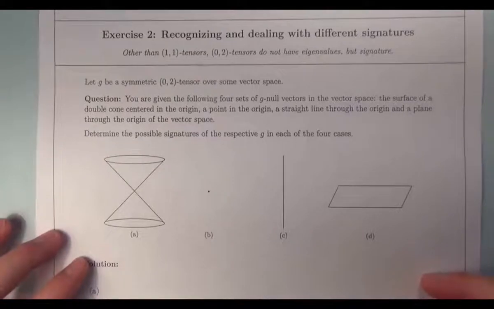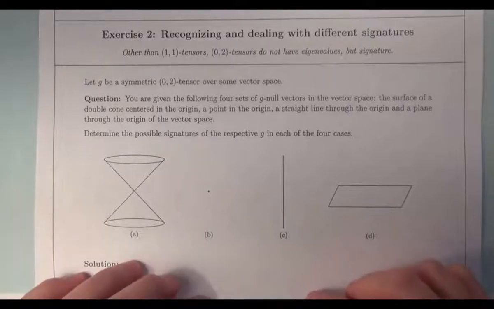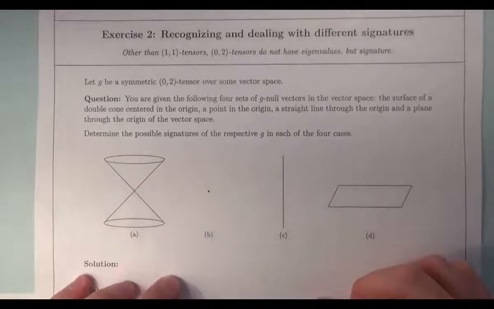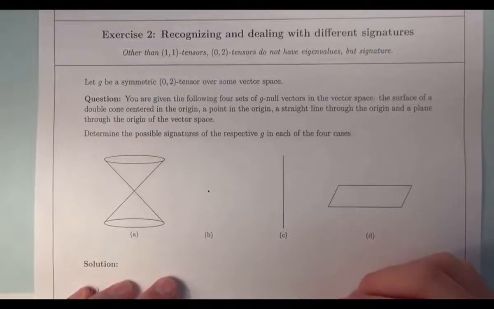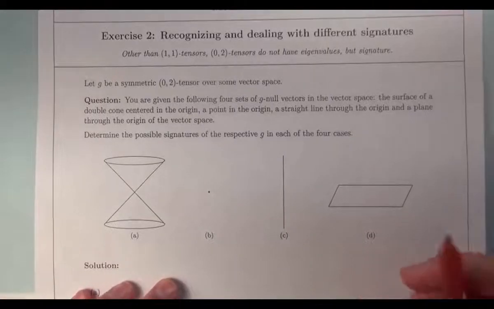Let g be a symmetric (0,2) tensor over some vector space. Question: you are given the following 4 sets of g-null vectors in the vector space. The surface of a double cone centered in the origin, a point in the origin, a straight line through the origin, and a plane through the origin of the vector space. We are now asked to determine the possible signatures of the respective g in each of the 4 cases.